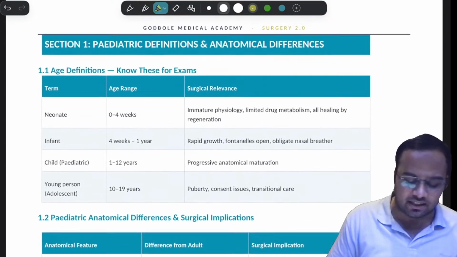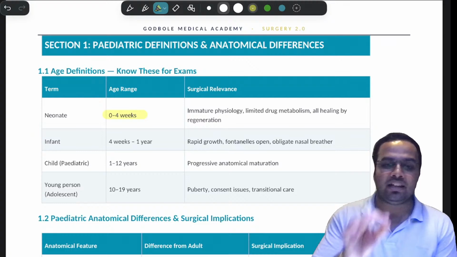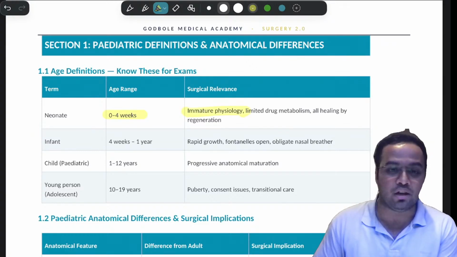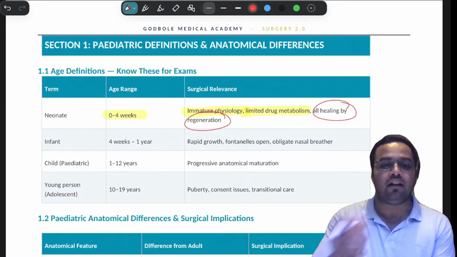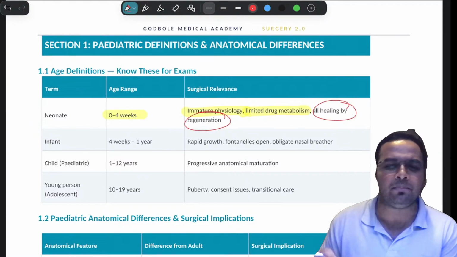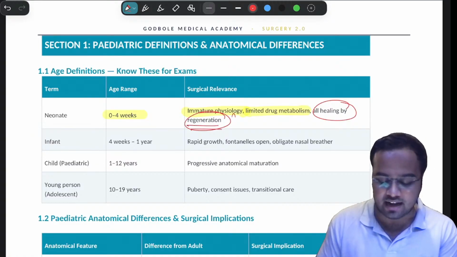A neonate is nothing but up to 28 days. We have seen this in basic pediatrics at our undergraduate level, but here remember that the physiology is immature, and always remember the drug metabolism is also problematic. The same thing which we saw in our first wound healing chapter: till the neonatal period all the wounds are going to heal by regeneration and not by fibrosis.